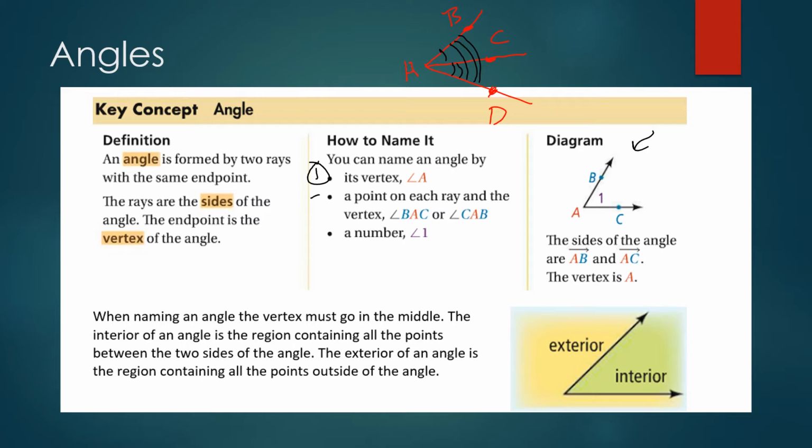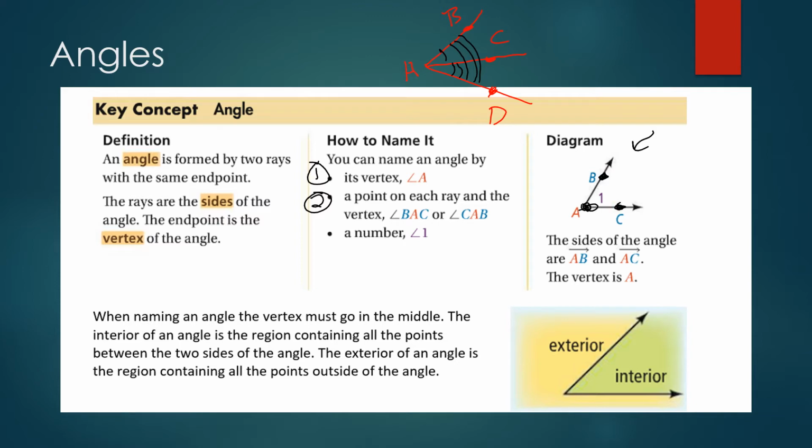The second method here, this way always works and is probably the most common way to do it. What you do is you pick a point on each ray and then you use the vertex in the middle. So for example, in our diagram, the angle could be angle BAC, or you could go in reverse and it could be CAB. Both of those are acceptable. The one big takeaway is the vertex is always in the middle. So BAC, CAB, A has to be in the middle.